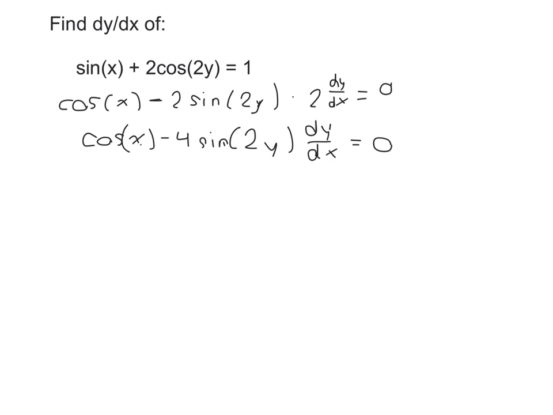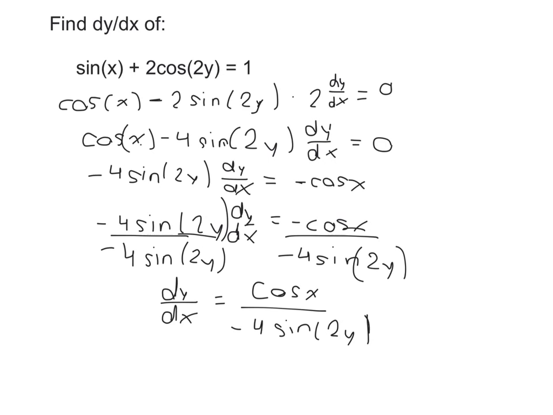Now we have to try to get dy dx by itself. To do this, we need to subtract the cosine x from both sides. Then divide, and you're done. The answer would be cosine x over negative 4 sine 2y.